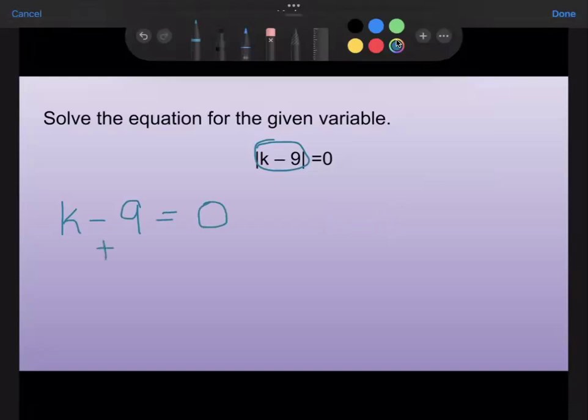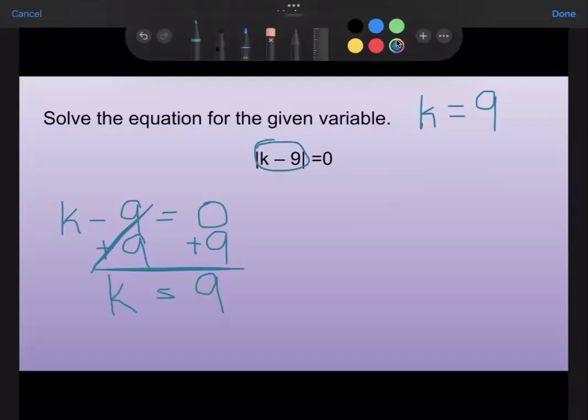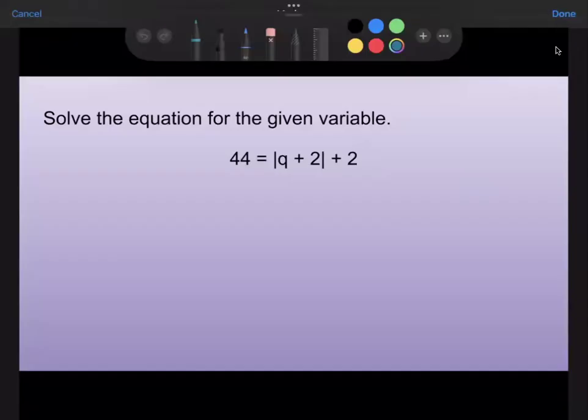We're going to add 9 to both sides. Cancel this. We get k over here equals, and then 0 plus 9 is 9. So this one actually only has one solution, k equals 9. Now, most of the time you will have two solutions, but not always.